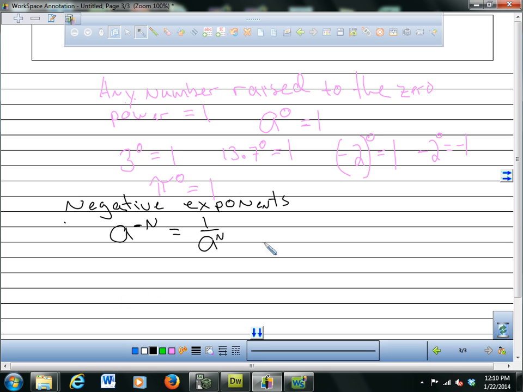So if I have, for instance, 5 to the negative 2, how can I rewrite that? How could I rewrite that? What were you going to say there, Nolan? Yeah, it's 1 over 5 to the positive 2, right? Which is the same as Nolan just told us, 1 over 25. Easy? So if it's negative, you bring it downstairs and you make it positive.